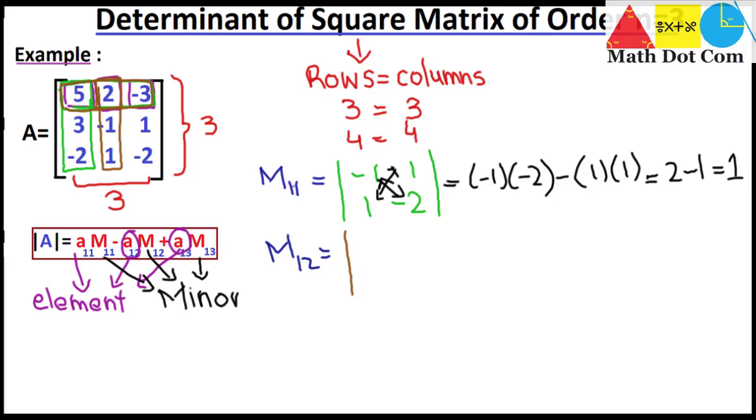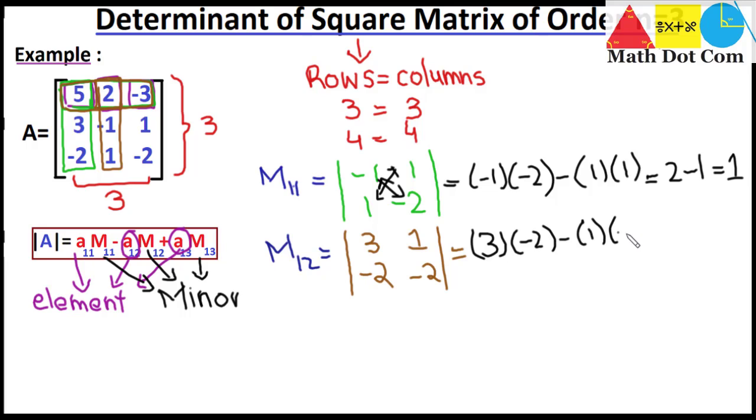So what are the rest of the elements? The rest of the elements are 3, -2, 1 and -2. So its determinant will be found using the same formula that we use for a 2 into 2 matrix, by multiplying the diagonals. So 3 into -2 minus 1 into -2. What we will get is -6 plus 2, which is equal to -4. So this is the minor of the element at location 1, 2.